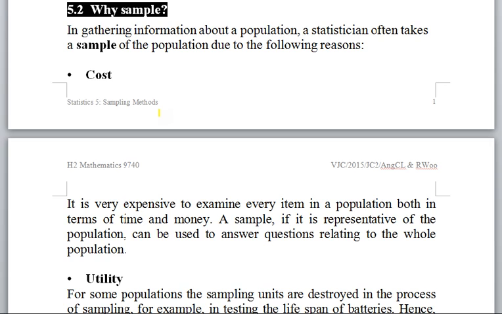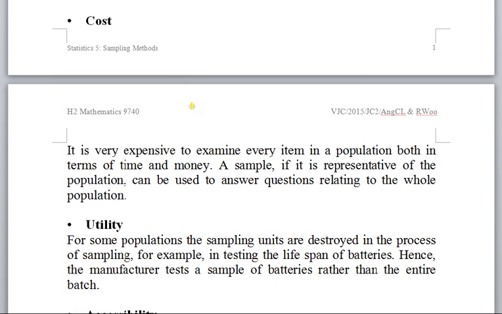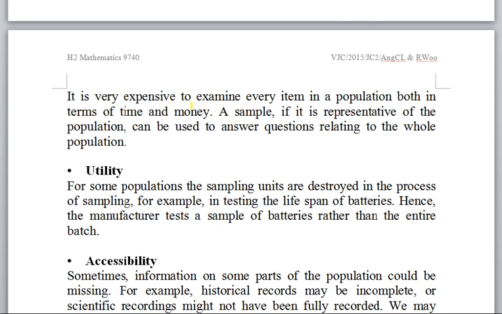Next, utility. For example, how do you test the battery life in a factory? Every time you test the battery life, the battery is gone. As in, you can't use it anymore. Then do you want to test every single battery? Then you won't have anything to sell. So utility is another reason. That means you can't do it purely because the sampling units are destroyed in the process. Follow?